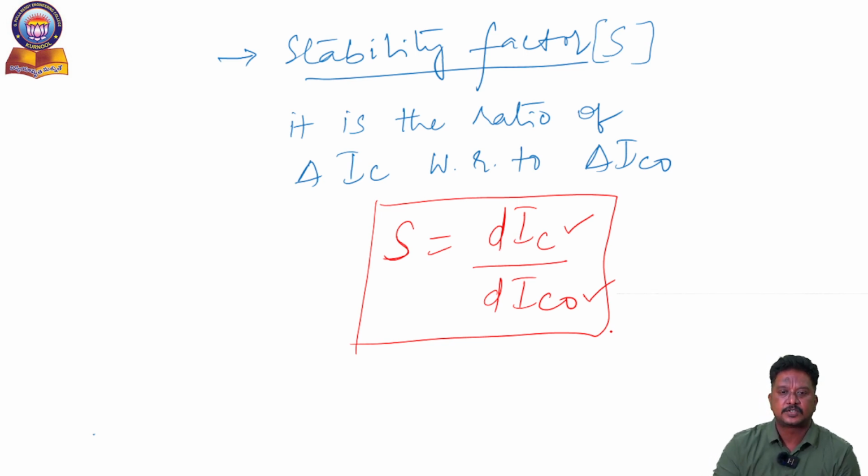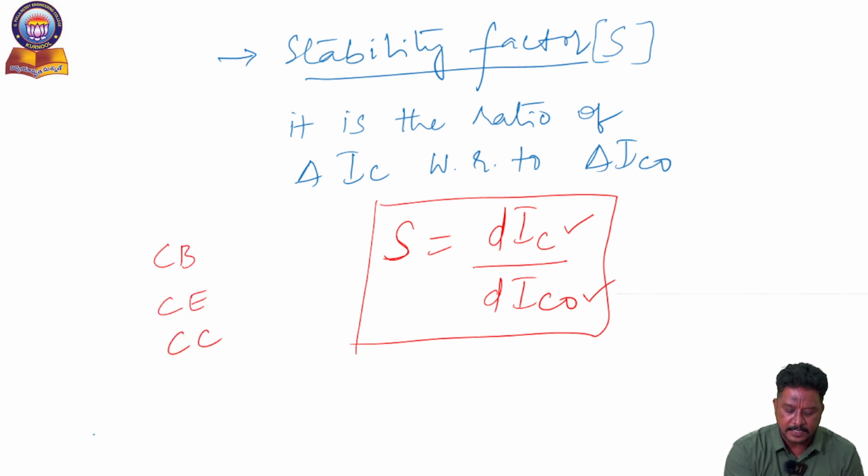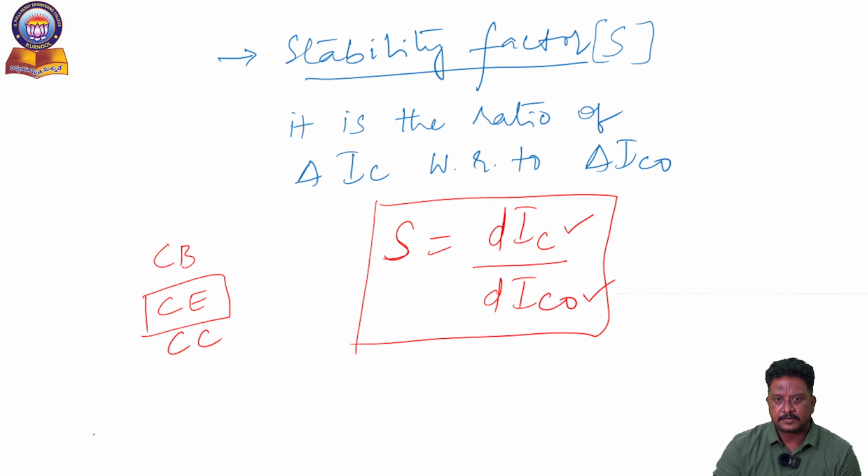This is the basic definition of stability factor, but actually stability factor depends on the type of configuration we are using. More or less, I already came across this in the previous session also. For the time being, I am considering transistor biasing circuits with common emitter configuration as the basic example. Of course, we can use common base, common emitter as well as common collector. Why do we require the stabilization circuit only in common emitter configuration? That we will see in a little more analysis on stability factor.